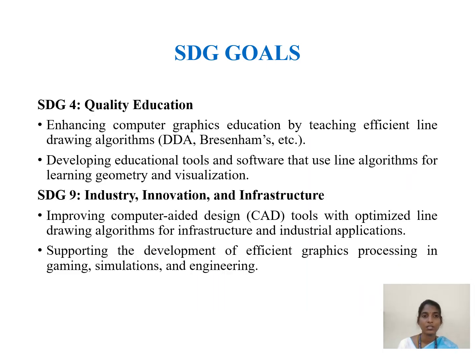Our topic is line drawing algorithm. So, the sustainable development goal that matches is the fourth one. The fourth one is quality education: enhancing computer graphics education by teaching efficient line drawing algorithms, the DDA line algorithm, Bresenham's algorithm, and the midpoint line algorithm, and developing educational tools and software that use line algorithms for learning geometry and visualization.